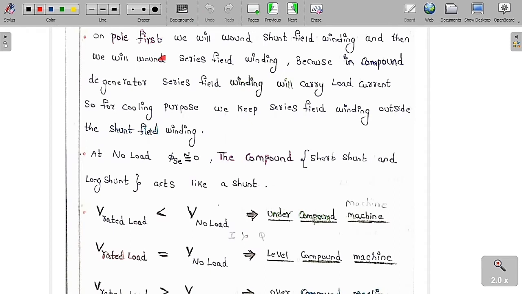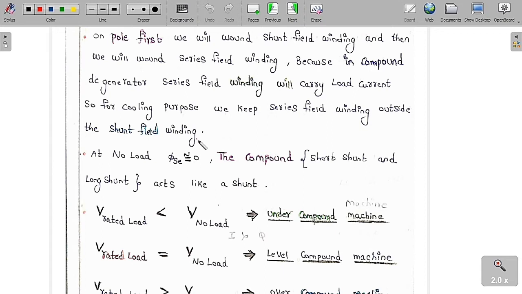On a pole, first we will wind the shunt field winding, and then we will wind the series field winding, because in a compound DC generator, the series field winding will carry the load current. For cooling purpose, we keep the series field winding outside the shunt field winding. So this is a very important point.